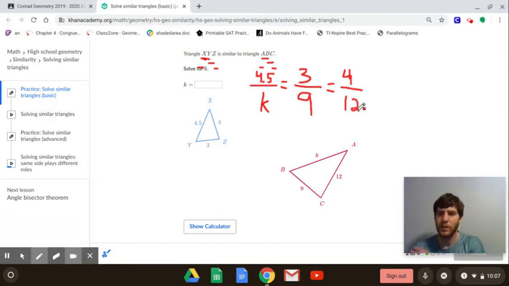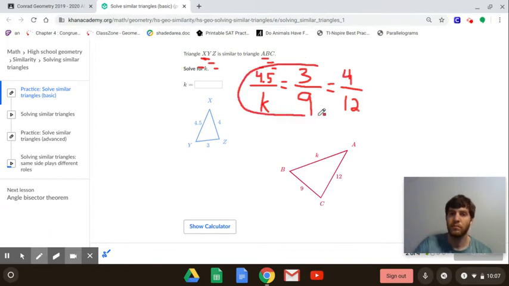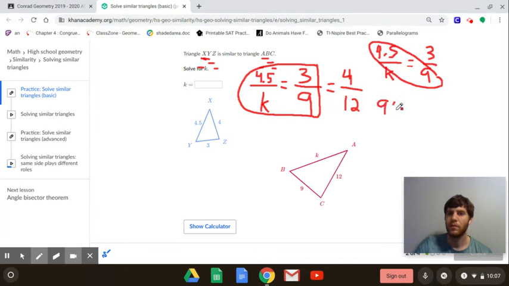Okay. You just pick two of the ratios. You want to pick the one with K because that's what we need to solve for. And then either one of the other two ratios, it doesn't matter. Let's pick these two right here. Okay, so we have 4.5 over K equals 3 over 9. Okay, cross multiply. So 9 times 4.5 is going to equal 3 times K.